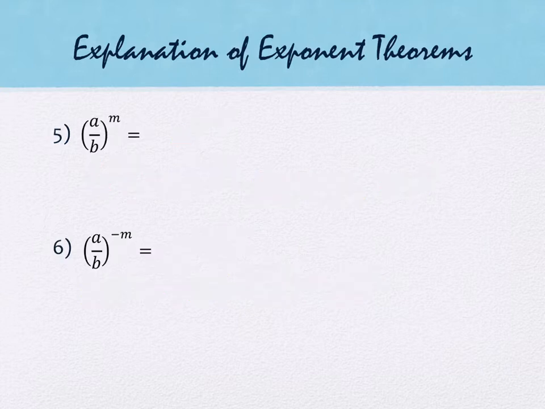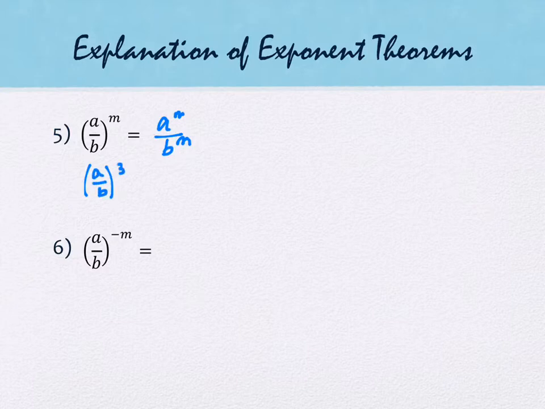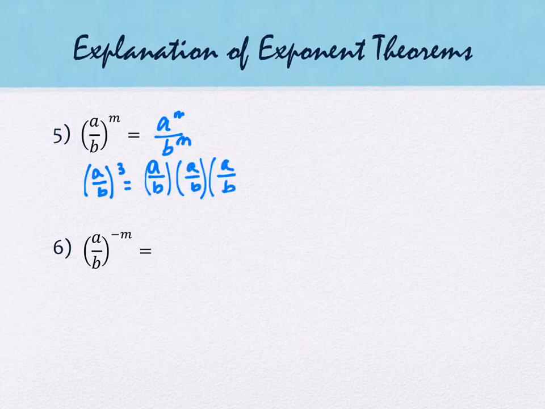This one's perhaps even cleaner, a to the m over b to the m, because there's really not even any multiplying out that you have to do. So if this was a over b cubed, you have a over b times a over b times a over b. With your properties of rational numbers, you can multiply across the top, so that's a cubed, and across the bottom, that's b cubed. And again, you have that same sort of distribution feature going on.